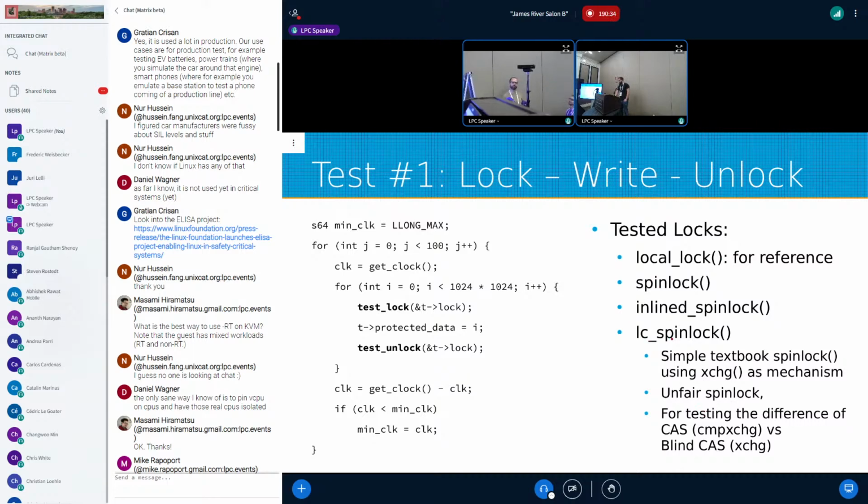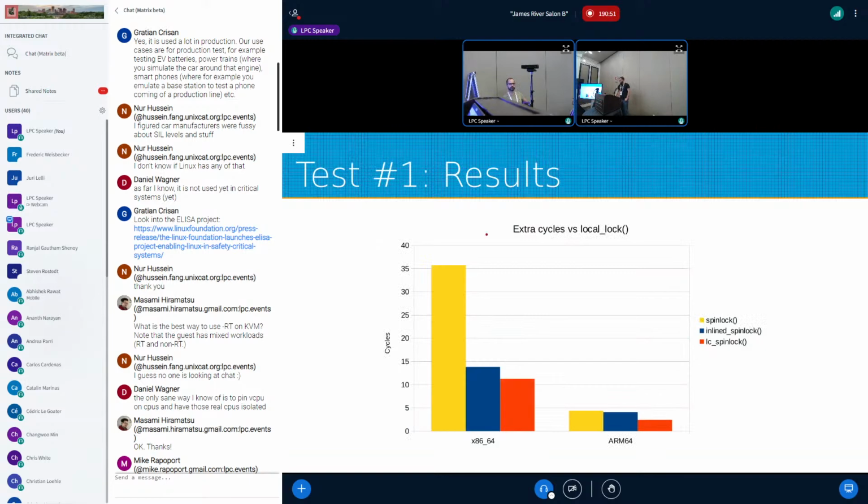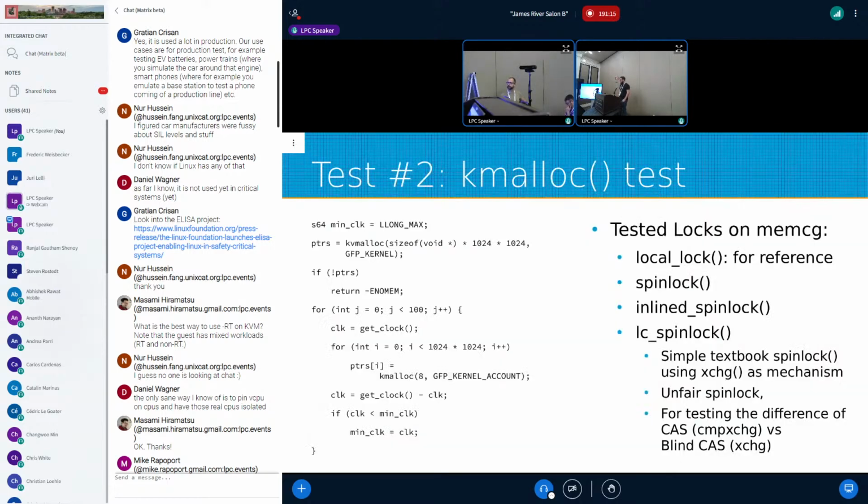I use the spinlock, the inlined spinlock, and this textbook spinlock, which uses exchange instead of compare exchange, just to get an idea of how much more we are spending by needing to do a full CAS operation instead of a blind CAS. The test 1 result is that a normal spinlock on x86 took 35 extra clock cycles, but when you go to inlined spinlocks, it goes down by more than half. And this textbook example of spinlock takes a little fewer cycles in general terms.